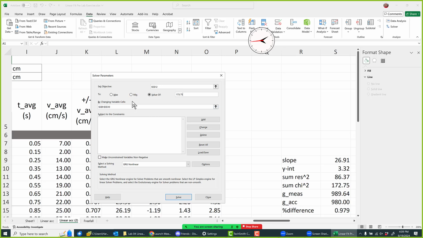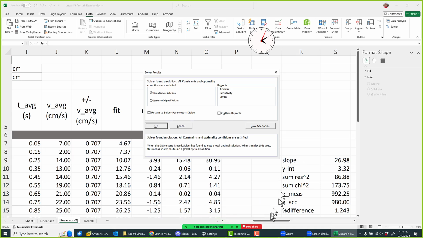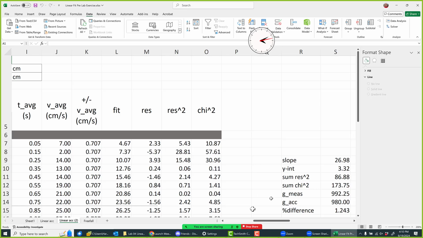The plus minus on the slope is the amount of change in the slope that causes a change in the sum of the chi-squared to change by 1. And we only want to vary the slope, not the y-intercept this time. And we solve, and I'm afraid to hit OK. But it got a reasonable number. Okay, so keep it. Now, one more.